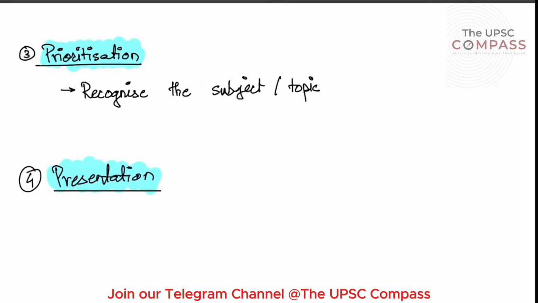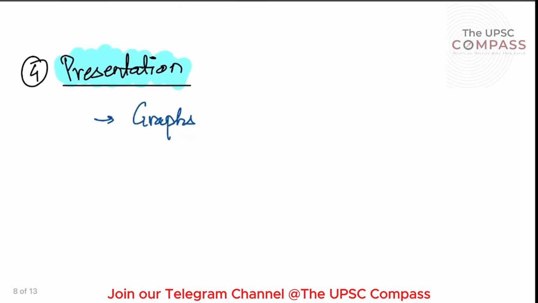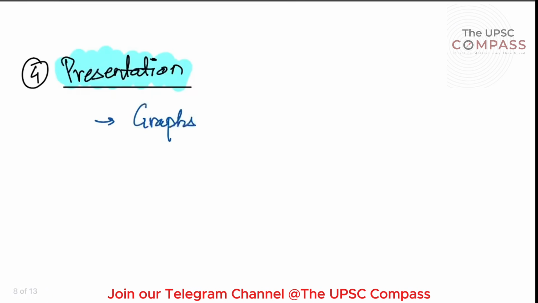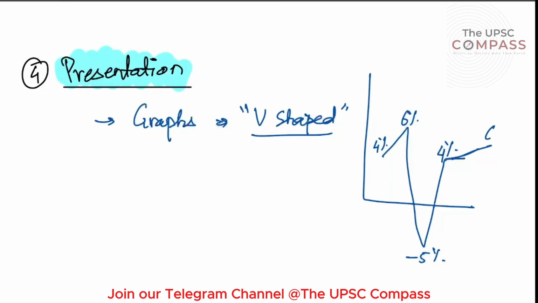Now, to make your answer examiner friendly, I would recommend everyone to add graphs. For example, see the point that I mentioned while discussing the previous topic of inclusive growth: V-shaped recovery. Rather than just writing the keyword of V-shaped recovery, you also draw the graph showing V-shaped recovery, that is India's economic growth, something like this. India's economic growth was at 4%, it went up to 6%. During COVID, it came down to -5%, currently at around 4% again, and then rising again to 6%. So this is showing the V-shaped recovery of the Indian economy.